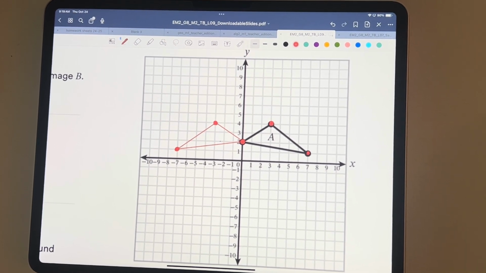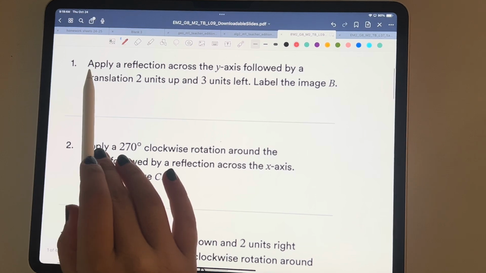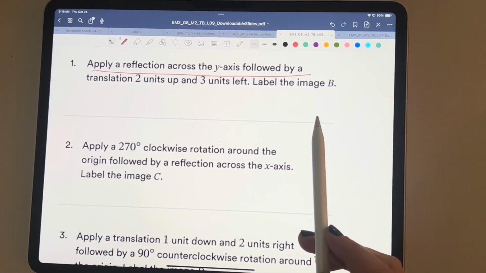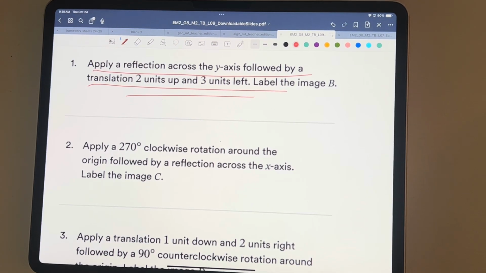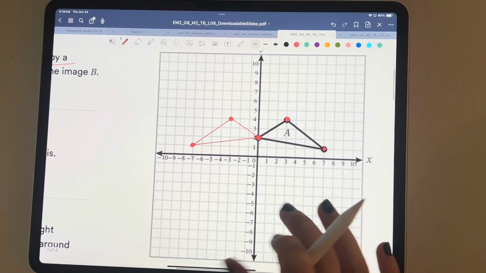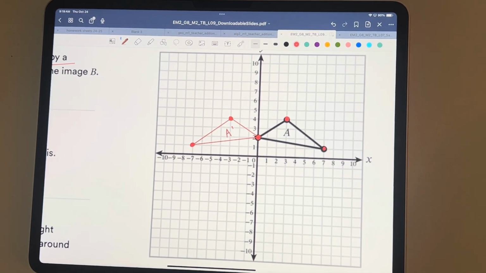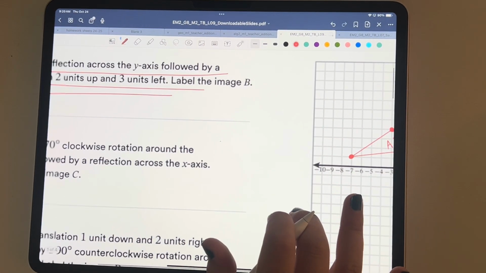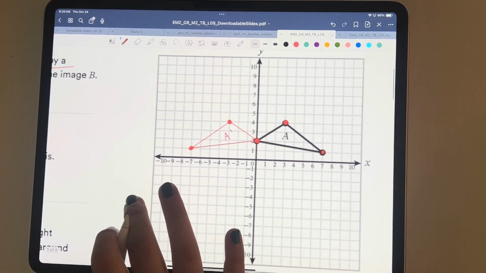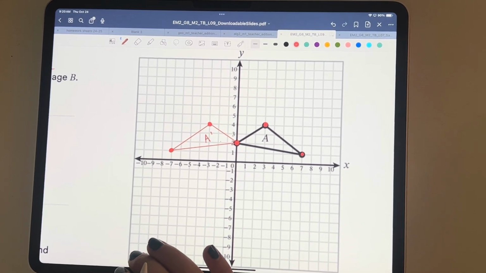So that's the reflection, right? I know I scrolled away from it, but we applied a reflection across the y-axis, so we did that. And now we're going to do a translation, 2 units up and 3 units to the left. From this new triangle, which we're going to call A prime, we're now going to move 2 units up and 3 units to the left. Is that okay? Yes, A double prime is what we call it.